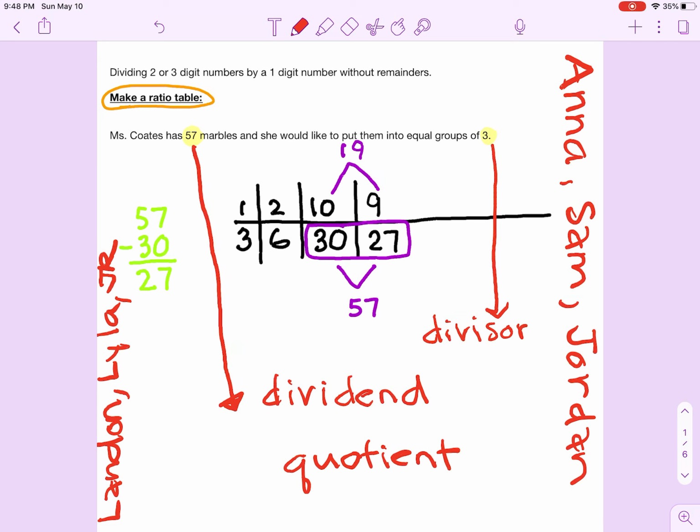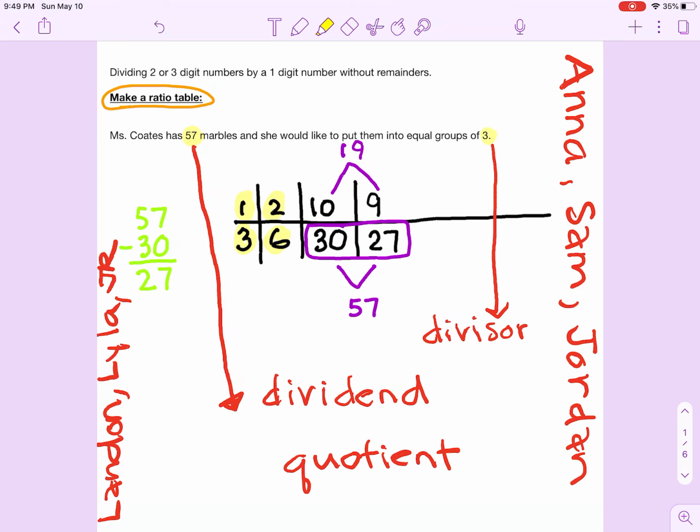So let's get started. Again, our problem today is Miss Coates has 57 marbles, and she would like to put them into equal groups of 3. So when I begin working on my ratio table, the first thing I'm going to do is start with the first amount that I might want to divide my marbles. So I know that one group of 3 would obviously be 3. And then it might seem logical just to double that. 2 groups of 3 would be 6.